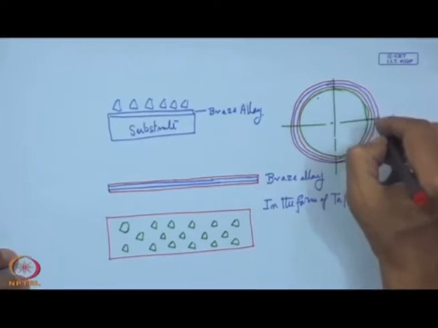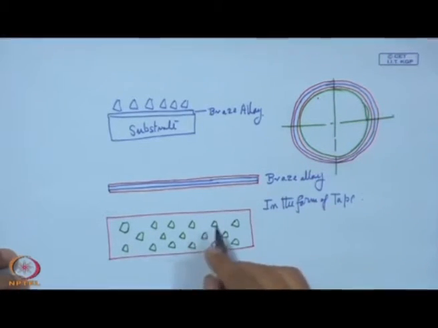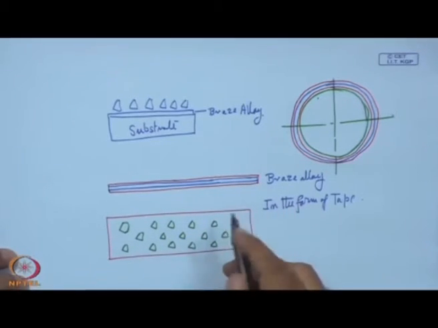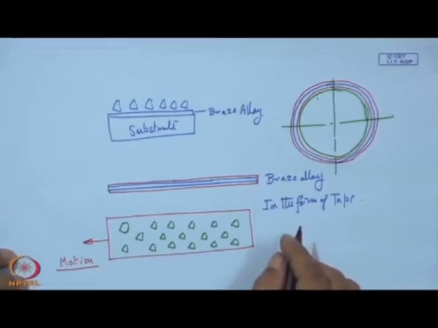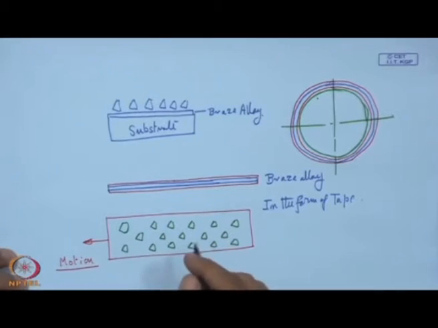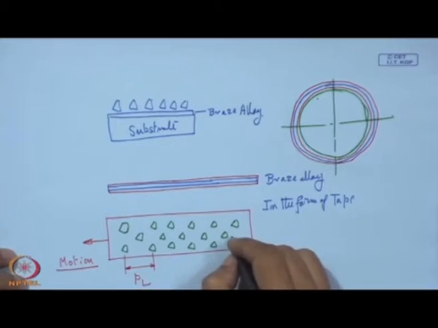The whole idea here is not to just sprinkle this material, but with a screen print technology we can have a regular distribution. What is important, since this is going to be an abrasive tool, is that this will be the direction of motion. That means the abrasive action will be done in this direction. So we can have two parameters here: this is called the longitudinal pitch, and this is called the transverse pitch.